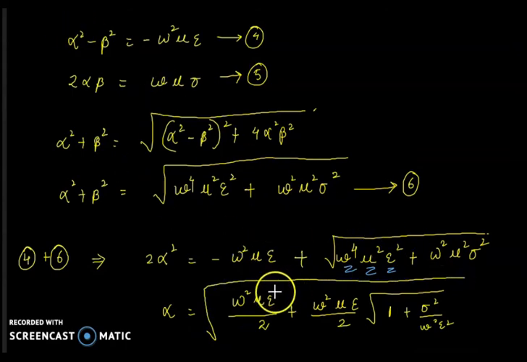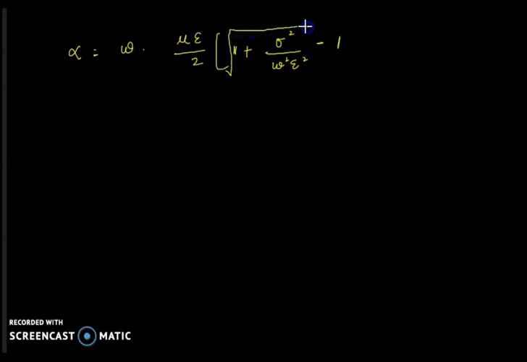Now if you look at this expression here, you can see some common terms, and to pull it out, so alpha becomes omega, you can take it out again, so mu epsilon by 2 into 1 plus sigma square by omega square epsilon square minus 1. This will come inside the root.